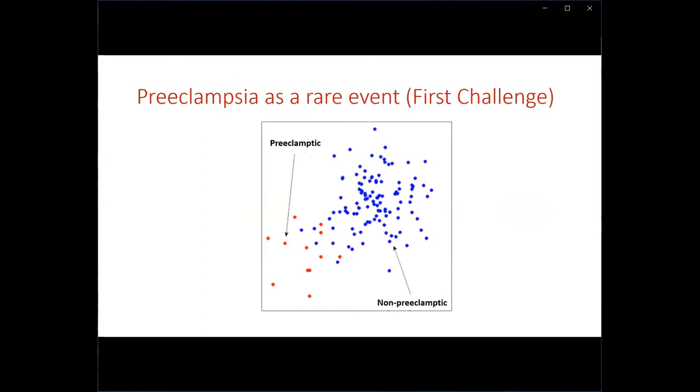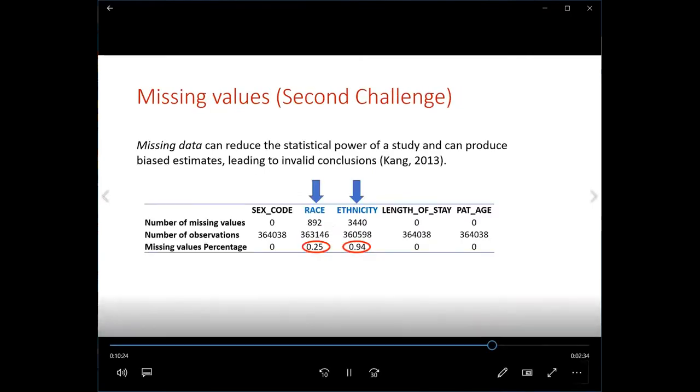Preeclampsia occurrence is rare. Between 3 and 5% of patients are preeclamptic in the states of Texas and Oklahoma. This is an imbalanced classification problem, since the examples of one class are greatly outnumbered by the examples of the other class. And also, the detection of preeclamptic patients is more crucial compared to identifying non-preeclamptic individuals.